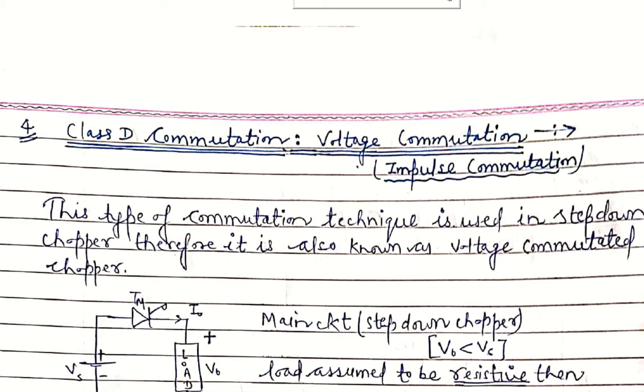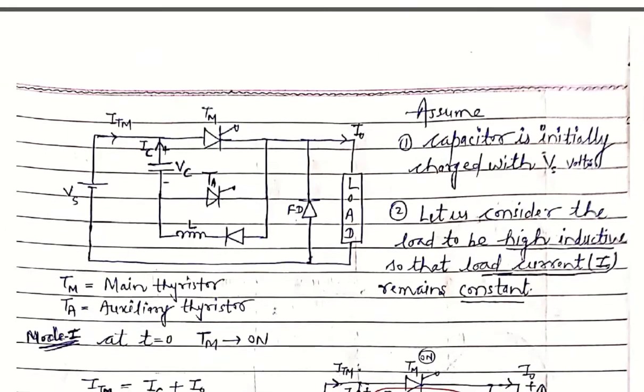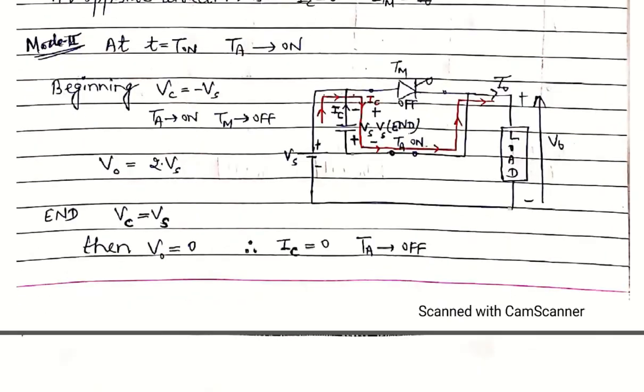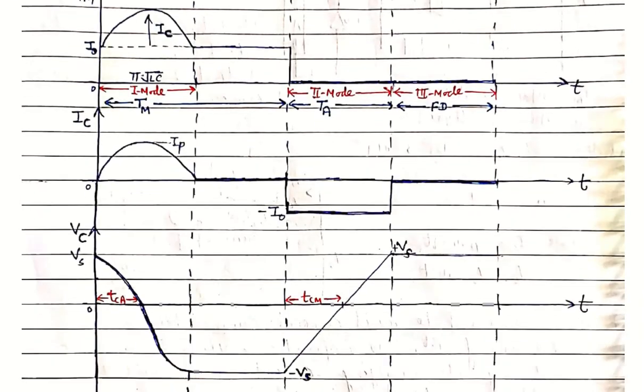So good morning students. Again I welcome you to this Class D commutation lecture. It's the third part of this lecture series. Till now we have discussed three modes of conduction and the waveforms regarding these three modes of conduction. The three modes of conduction are denoted in the waveforms.